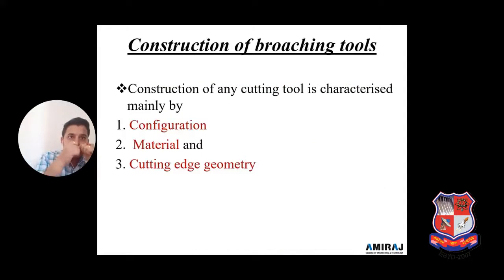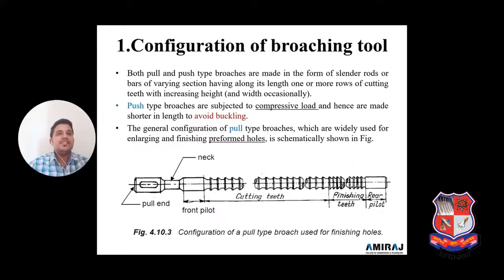Okay, now construction of a broaching tool. So construction of any cutting tool is characterized mainly by configuration, material and cutting edge geometry. Let's start with the configuration. So this is our particular configuration of a pull type broach used for finishing a hole. Both pull and push type broaches are made in the form of cylindrical rods. So if we take one rod, it will have different components.